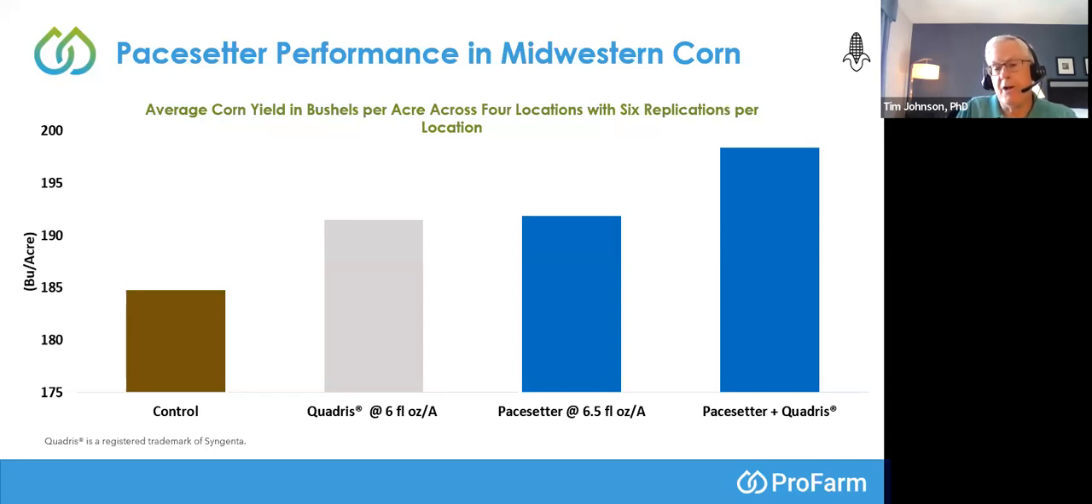So this slide basically is a summary of 4 small plot trials. Each location has 6 replications, so each bar is essentially the average of 24 data points. We're seeing about a 7 bushel increase with Quadris alone or PaceSetter alone at a fairly low use rate. And then the combination, we're getting about another 6 or 7 bushels. So it's good to see that these 2 products have plant health benefits from different modes of action, and they appear to be complementary.